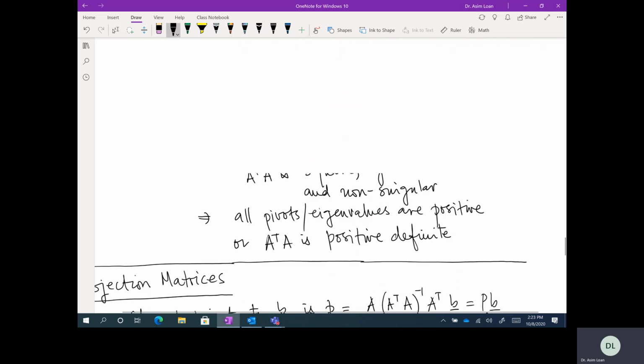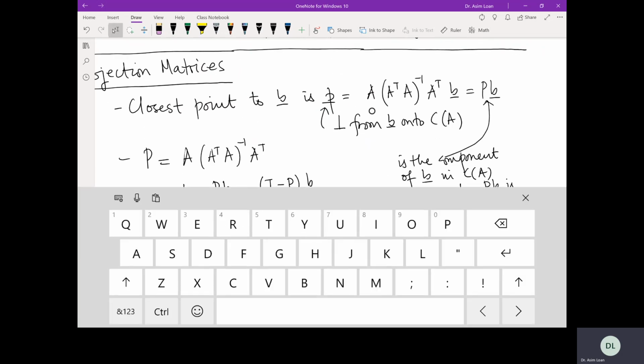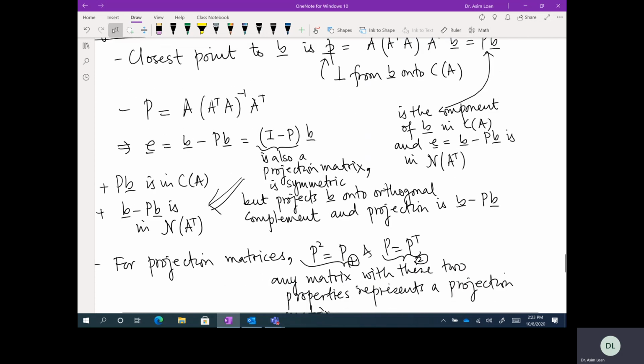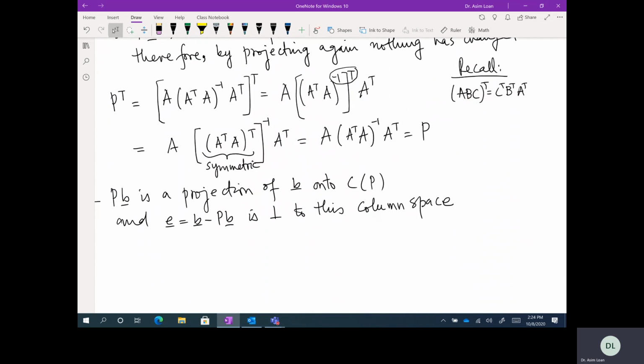Let me see. I think it's all right. Okay. I think it should be projection of B onto the column space of A. This is not onto the column space of B, but on the column space of A.